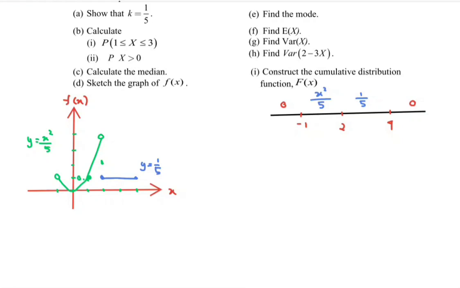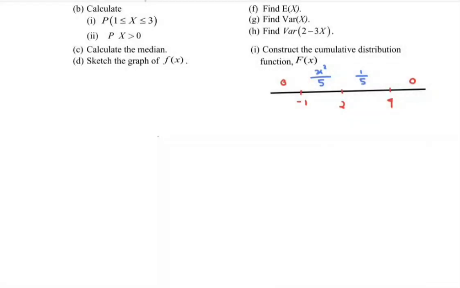Next is to find the mode. Referring to the graph, find the highest probability. So notice that here will be the highest probability. So the mode, where we have x equals 2. Next is to find the mean. As we all know, E(X), where we have the formula, integrate negative infinity until infinity for the function x multiplied with f(x) dx.